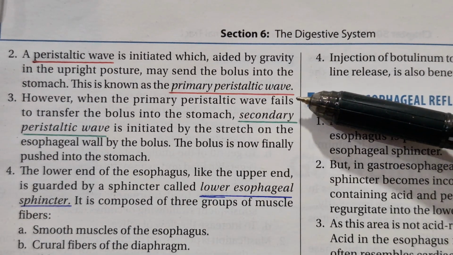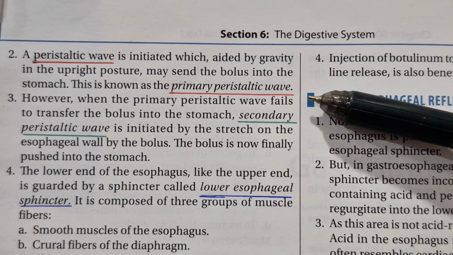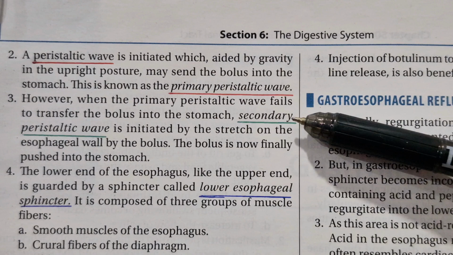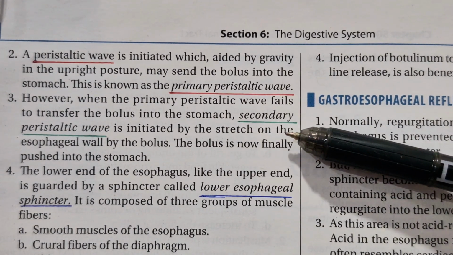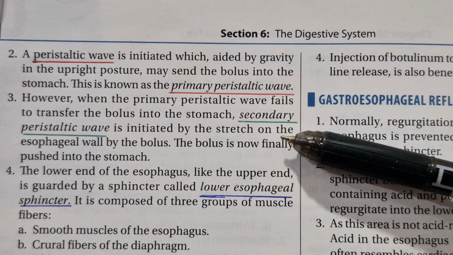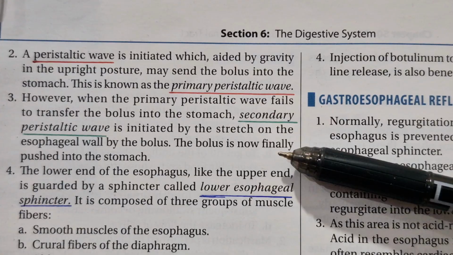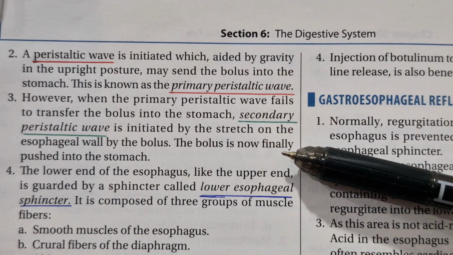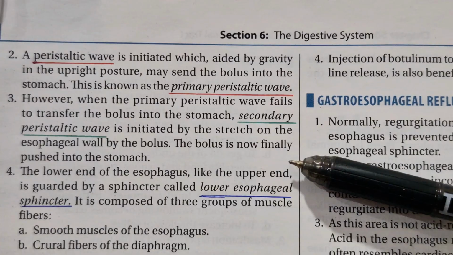This is known as the primary peristaltic wave. However, when the primary peristaltic wave fails to transfer the bolus into the stomach, secondary peristaltic wave is initiated by the stretch on the esophageal wall by the bolus. The bolus is now finally pushed into the stomach.